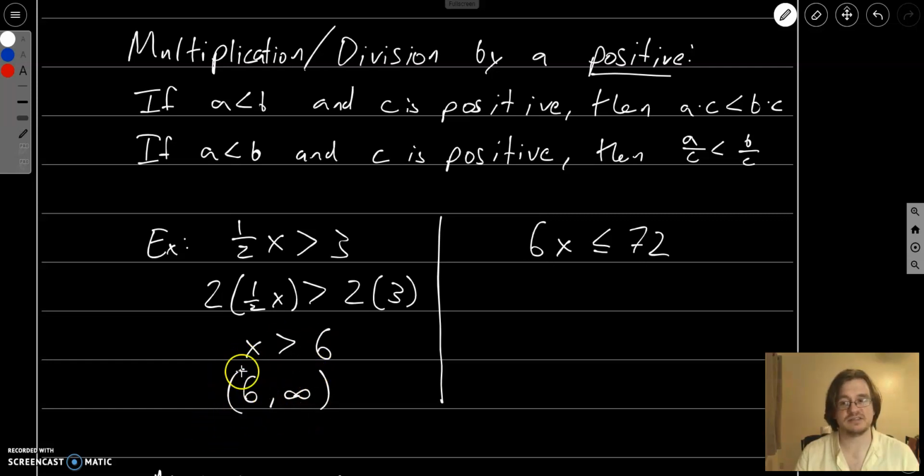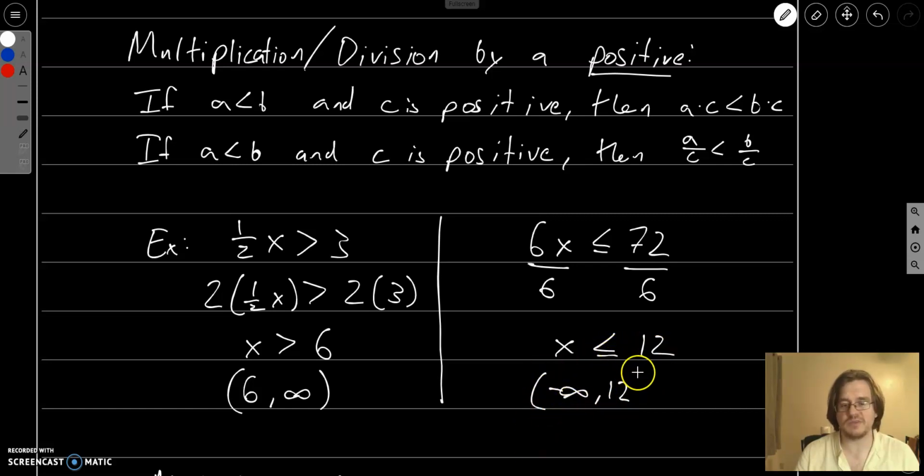Not including 6, so I have the parenthesis there. Here, I have 6x is less than or equal to 72, so I'm just going to divide both sides by 6 to get x is less than or equal to 12. And then again, this is going to be everything smaller than 12, so 12 on down. And again, this is including 12 because it could be equal to 12.